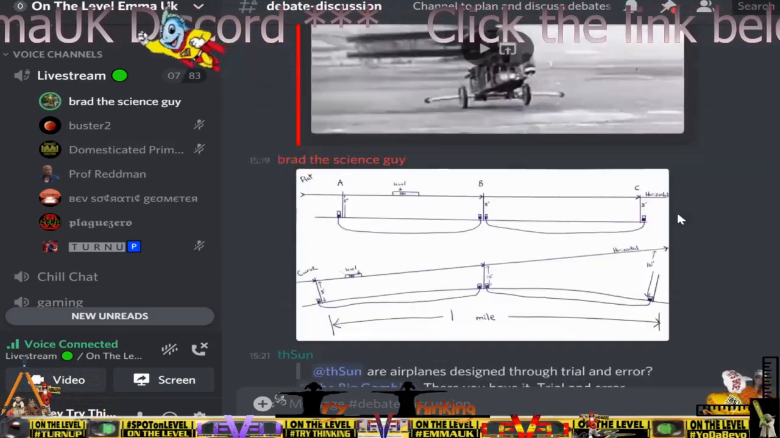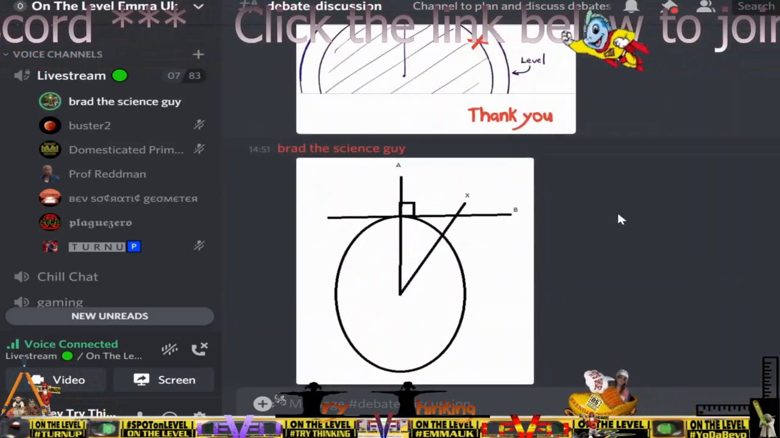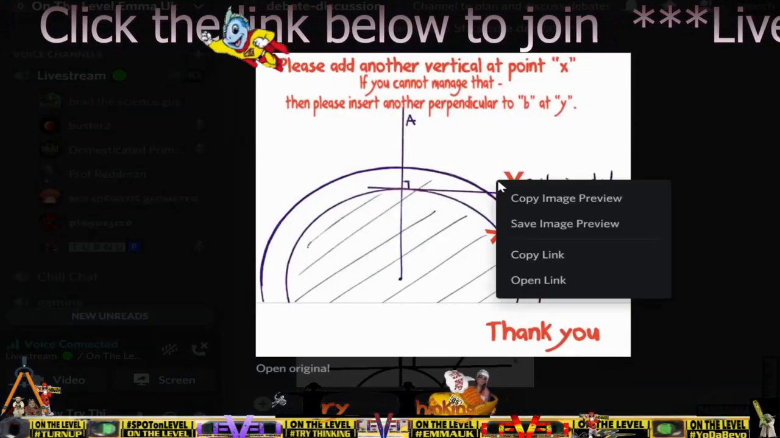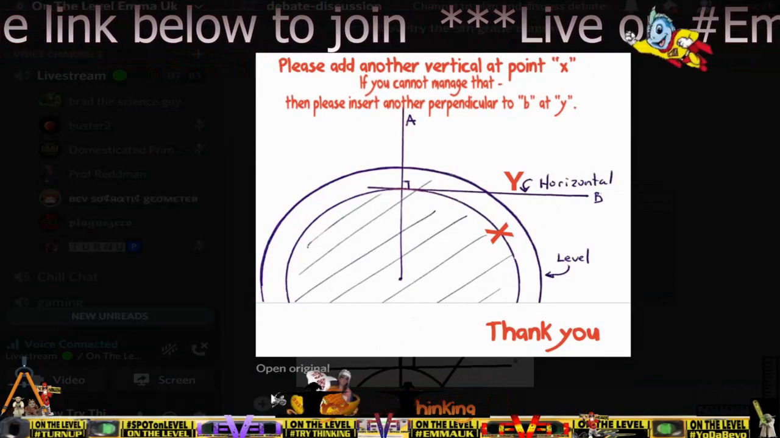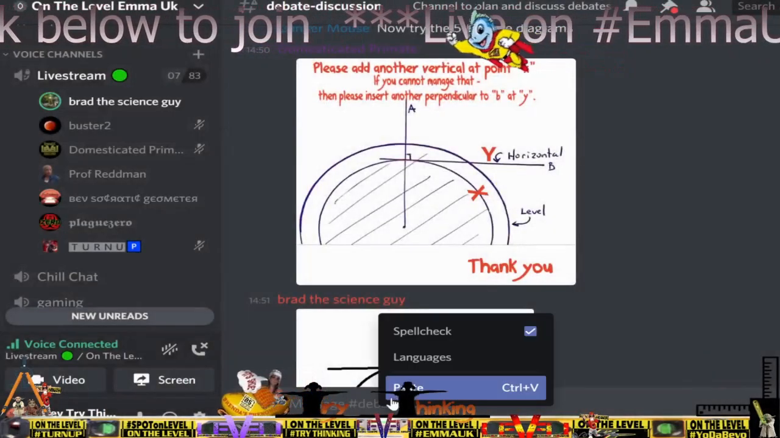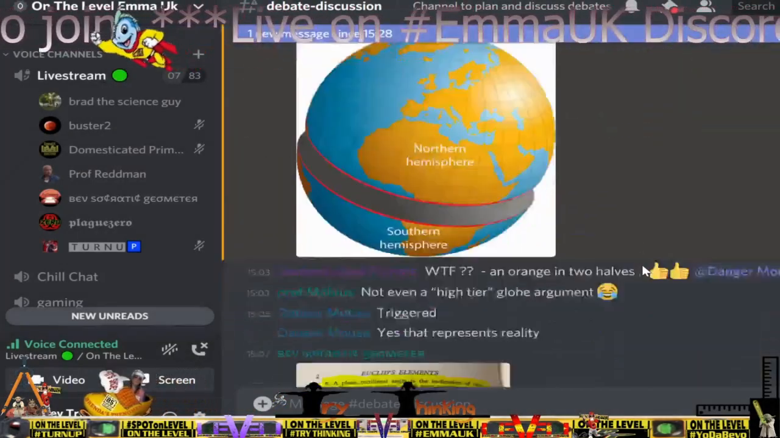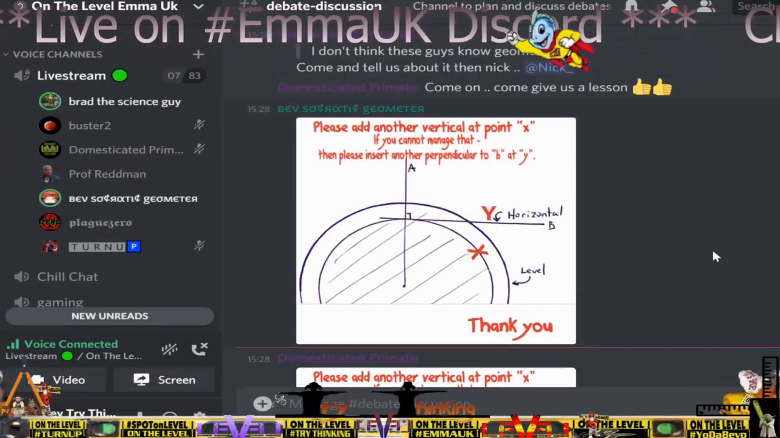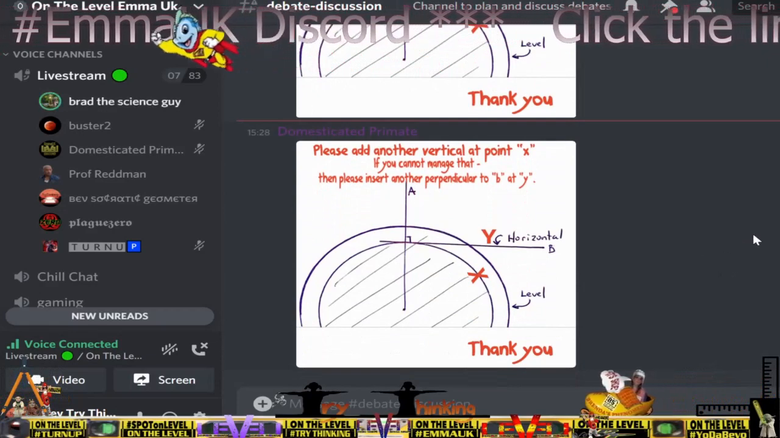It's a picture of a globe with a vertical line and a horizontal line, showing that the level is curved. Oh yeah, it's got a drawing on it. Here we go. Did you find it? There we go. That one. There's two of them there. Look at that. There you go.